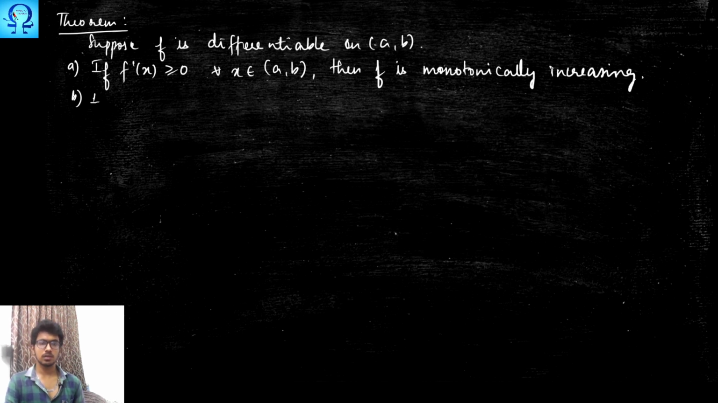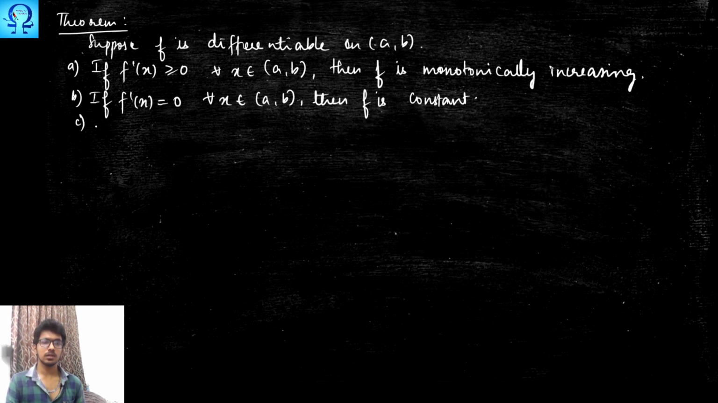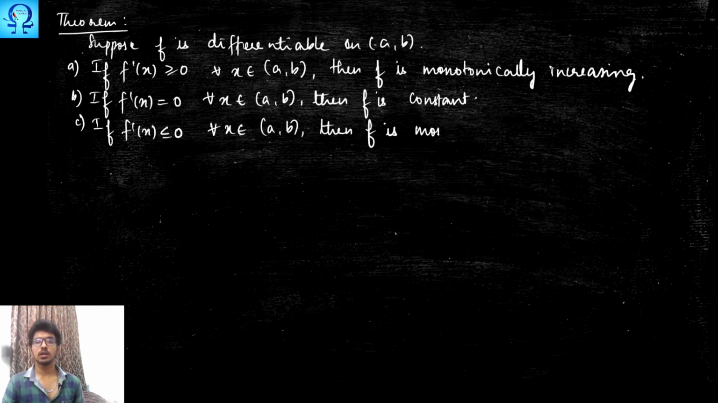The second one is if the derivative is 0 for all x in this interval, then this function has to be a constant function. And the third is if f prime of x is non-positive for all x in the interval AB, then f is monotonically decreasing.